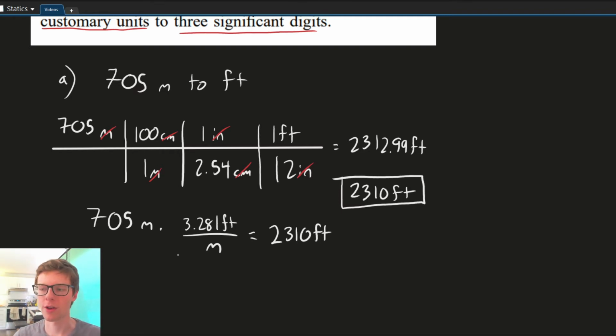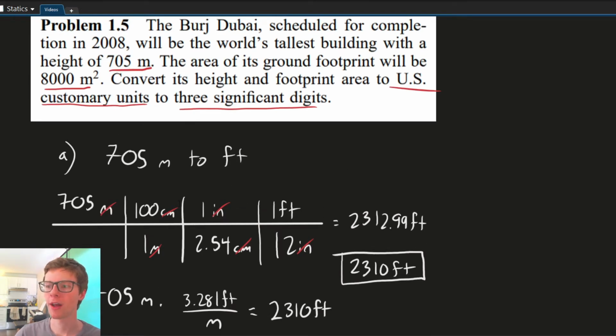So having a cheat sheet for your unit conversions is going to be really important, especially since with the way tests are going, you're going to be able to have a cheat sheet for most exams. So I have a link in the description of the cheat sheet that I made for units. Recommend you download it. It'll be helpful for you. All right, so that's part A.